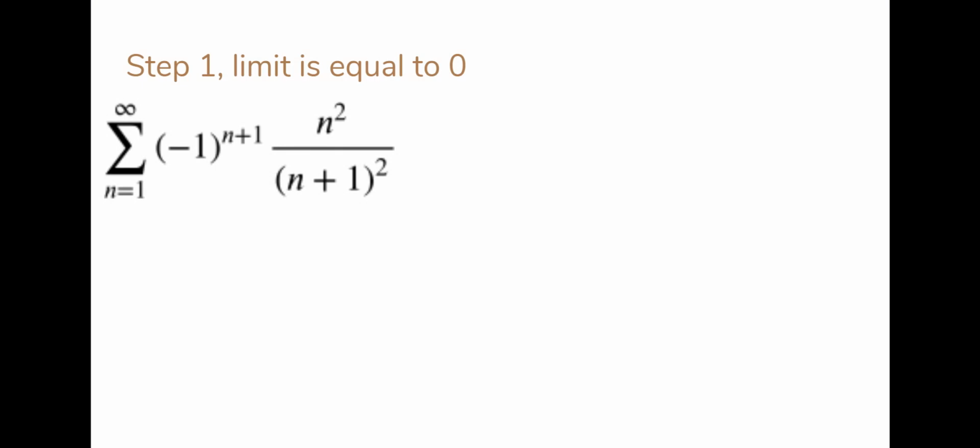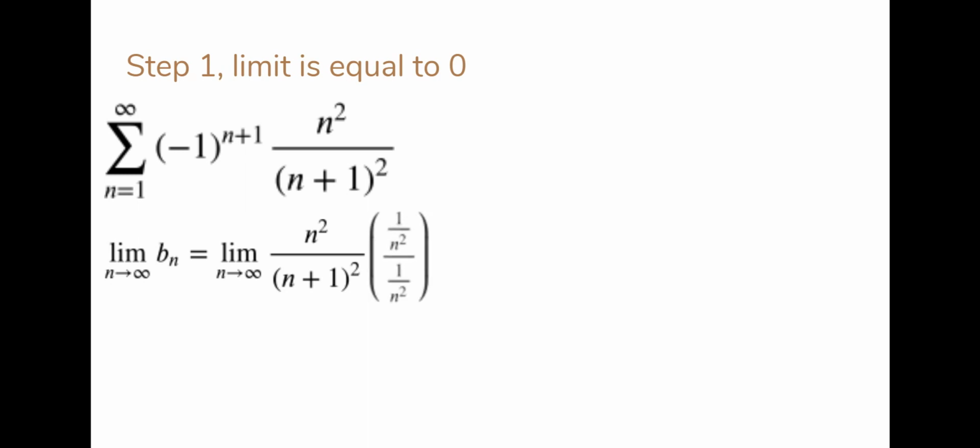So for step 1, as long as the limit is equal to 0, here's our equation again, this time separating out the -1. So we take the limit as n approaches infinity of b sub n, which in this case is n squared over n plus 1 squared. To figure out if this is equal to 0 or not, we need to be able to input infinity into it. So we multiply it by 1 over n squared over 1 over n squared to multiply every single term by 1 over n squared.